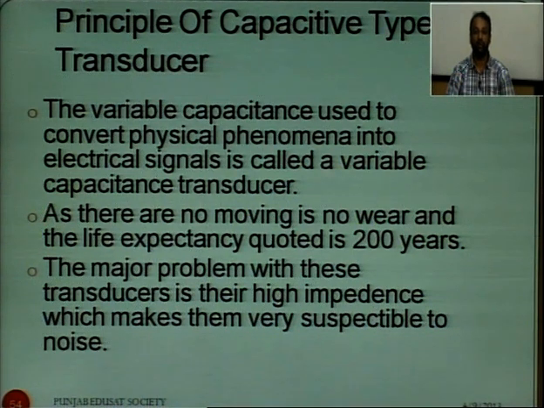As there are no movable contacts, there is no wear and tear, and the life expectancy quoted is about 200 years. But the major problem of this type of transducer is its high impedance, which makes it very much susceptible to noise. So, they are very much affected by the noise.